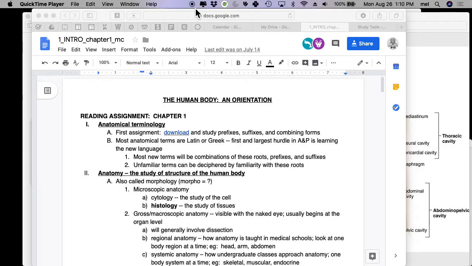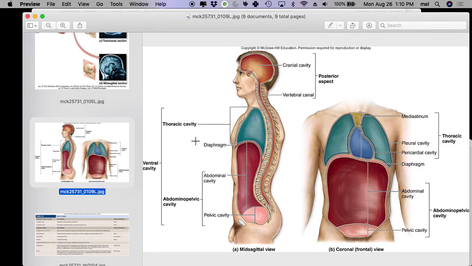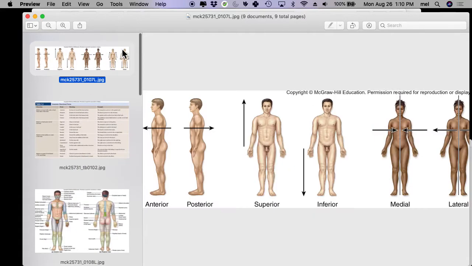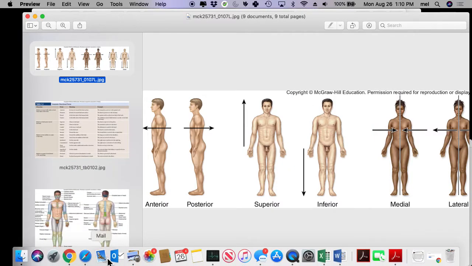Okie doke. So we are going to get into the actual anatomy material today. Feel free to ask as many questions as you want.